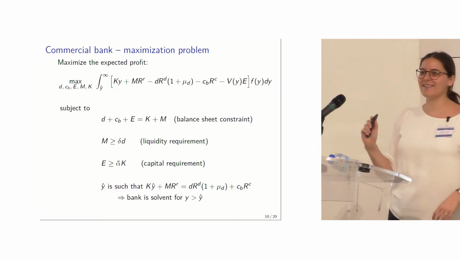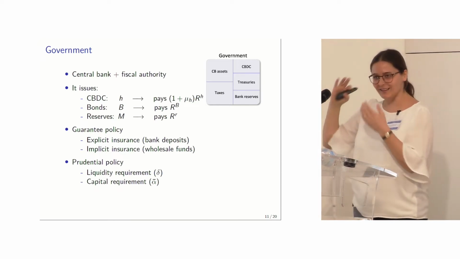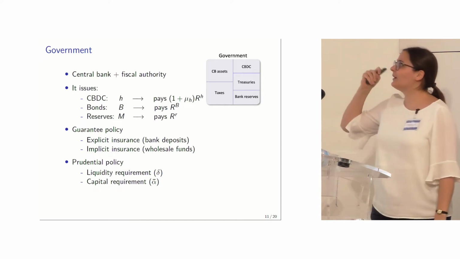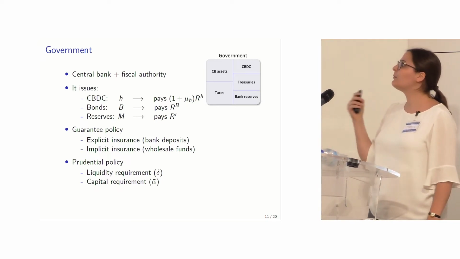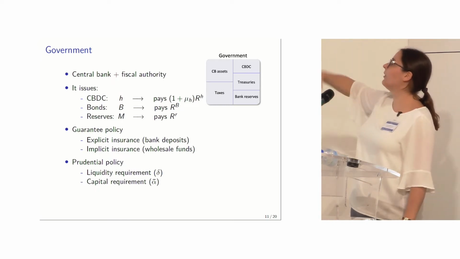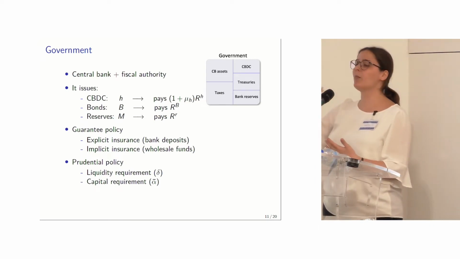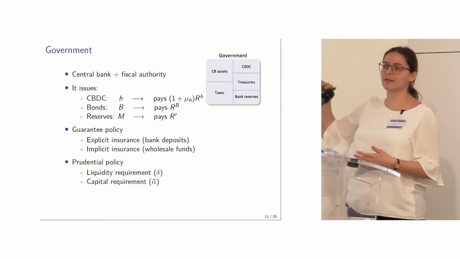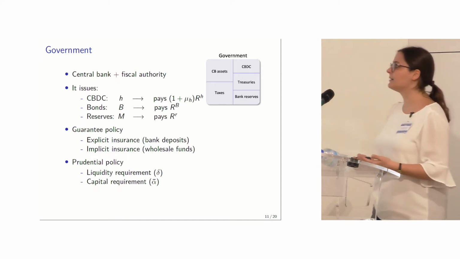Now, the last part of the economy. I know it's a lot of equations at first sight, but in reality, it's a very simple model. As said before, we have a bank, a central bank, and a fiscal authority. On the liability side, the government issues CBDC, bonds, and reserves. And on the asset side, we have taxes, and the other assets depend on the monetary policy.